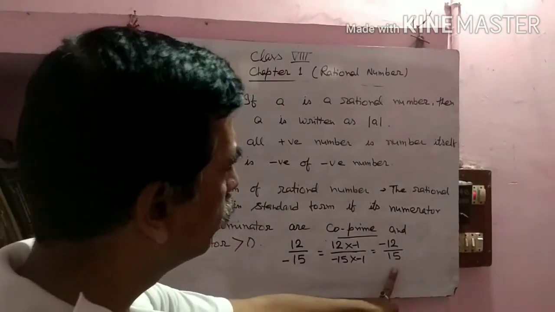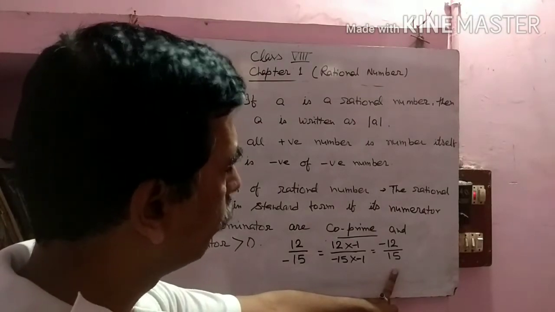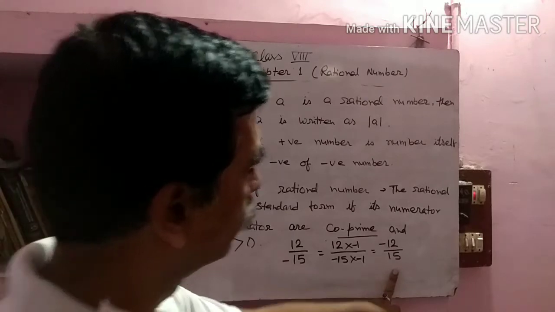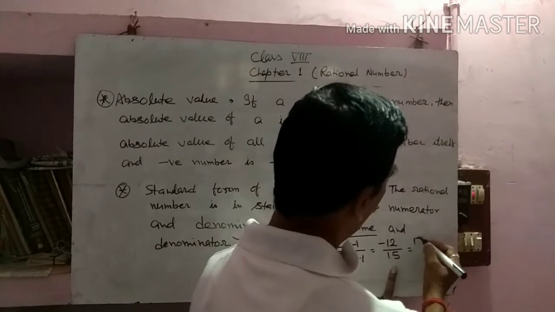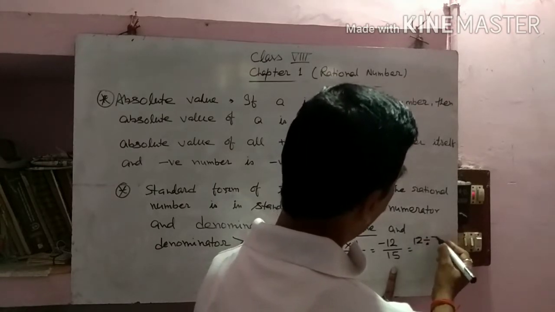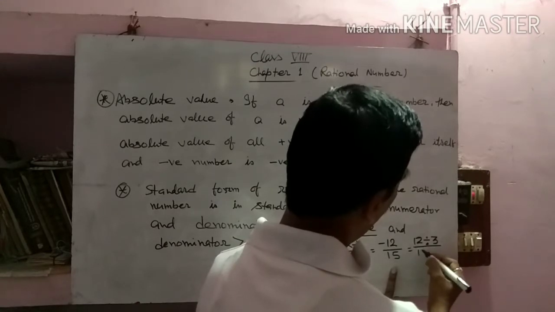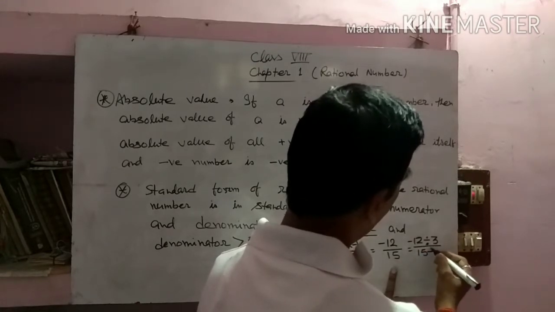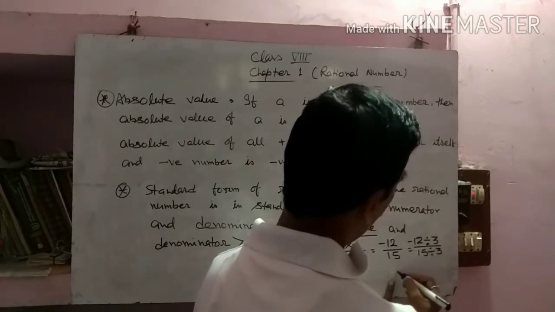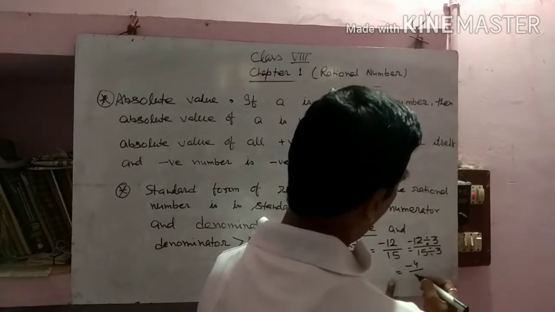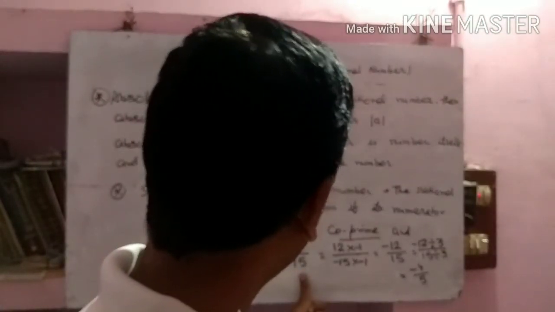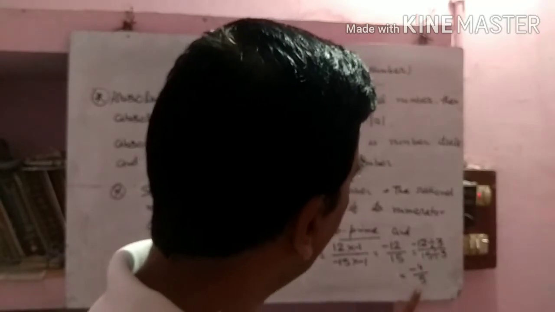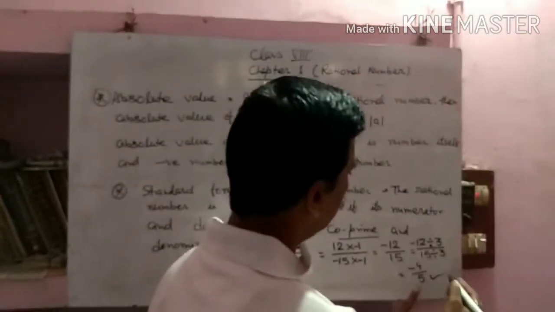Okay, now we have the denominator positive, but these are not co-prime. So we convert it into co-prime. What do we have to do? Divide: 12 divided by 3, and 15 also divided by 3. So what will we get? Minus 4 by 5. So the standard form of minus 12 by 15 is minus 4 by 5. Okay, pause the screen and write it.